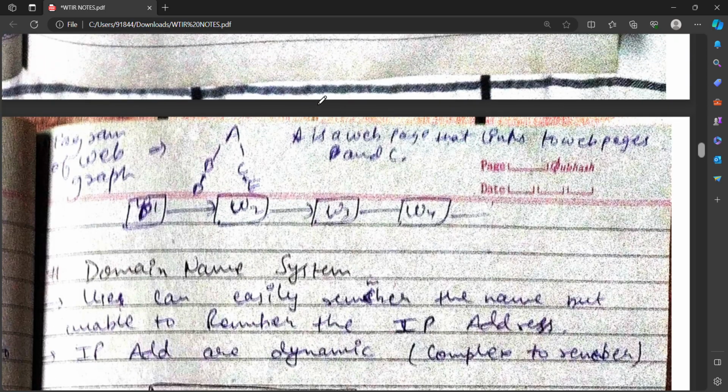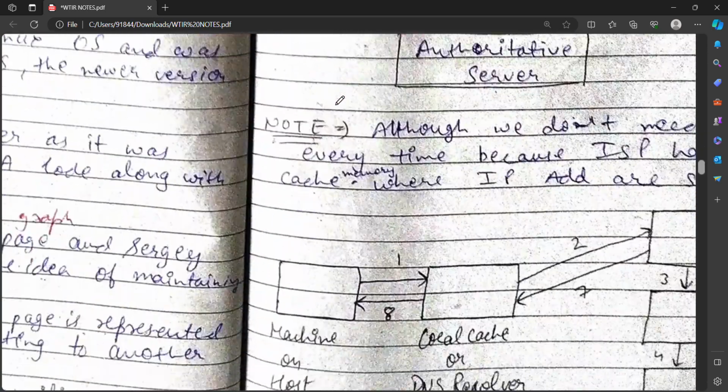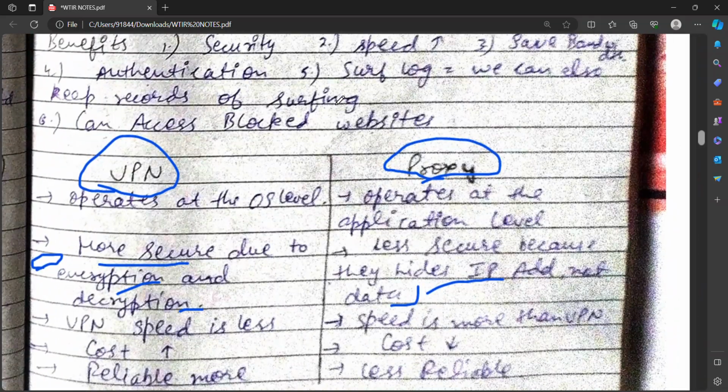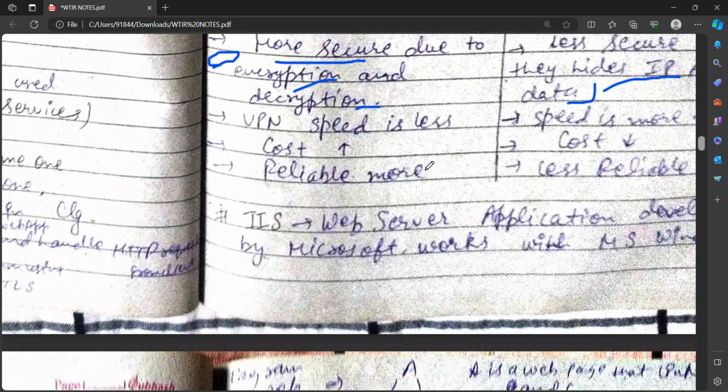Till then you can go through these notes and read them. You can understand the VPN, proxy, what the difference is and all that.